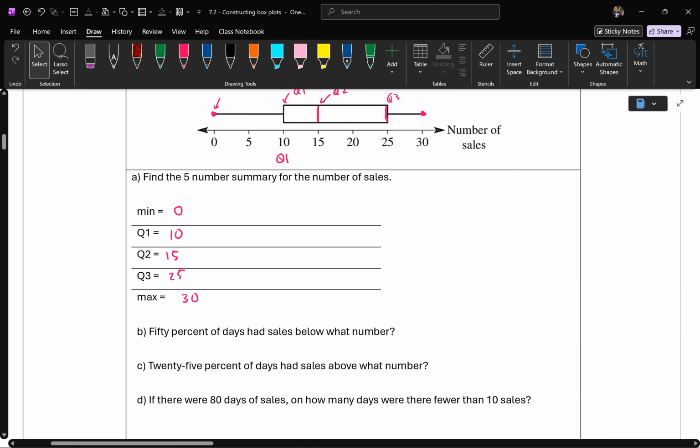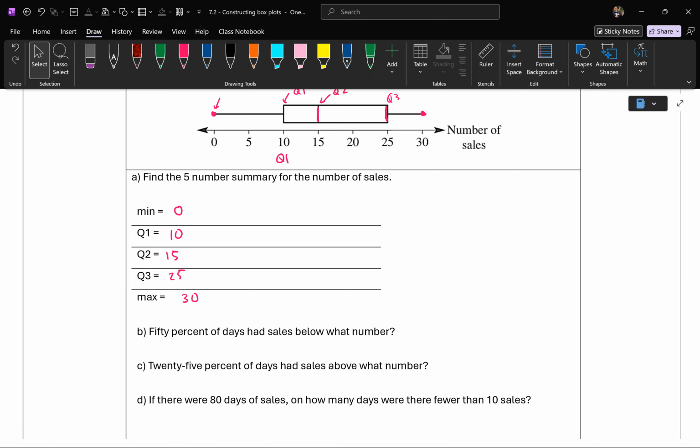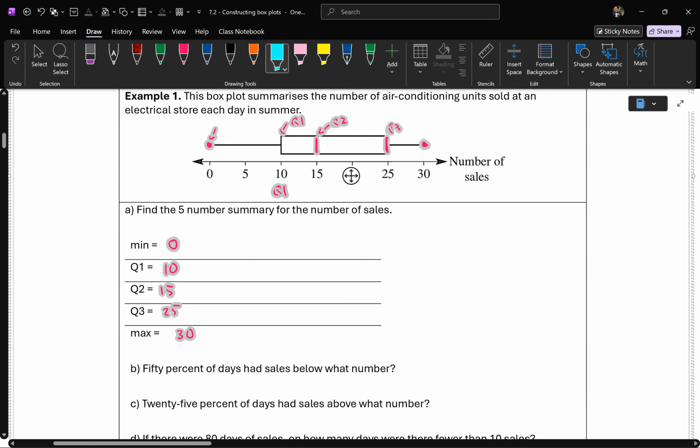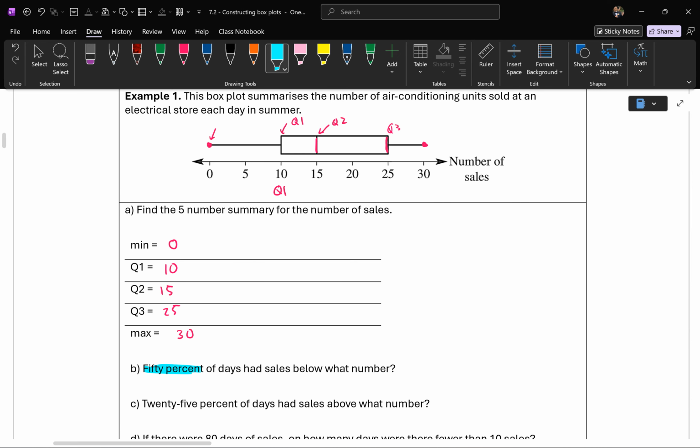Let's answer the questions. B, 50% of days had sales below what number? What would you say? Can I please have, let's go with Amelia. So looking at the data, it says 50% of days had sales. So now this is the number of sales. Below what number? Yeah. 15 is where the middle is. That's 50%. So 50% of the time, 15 number of sales is below. So it's below 15. So 50% of the days, 15 sales and below are sold.